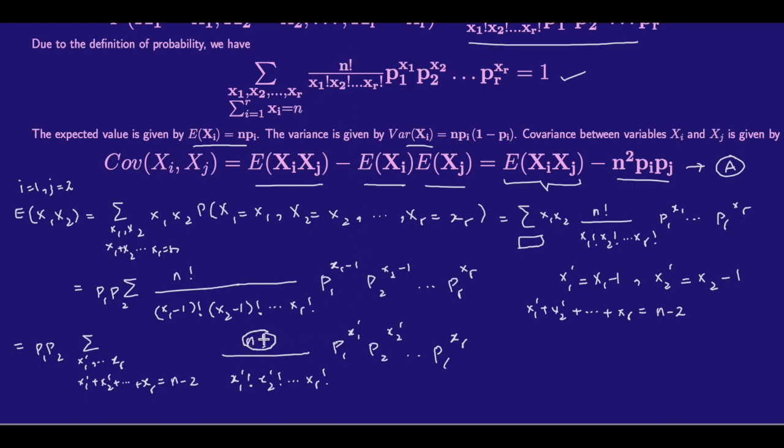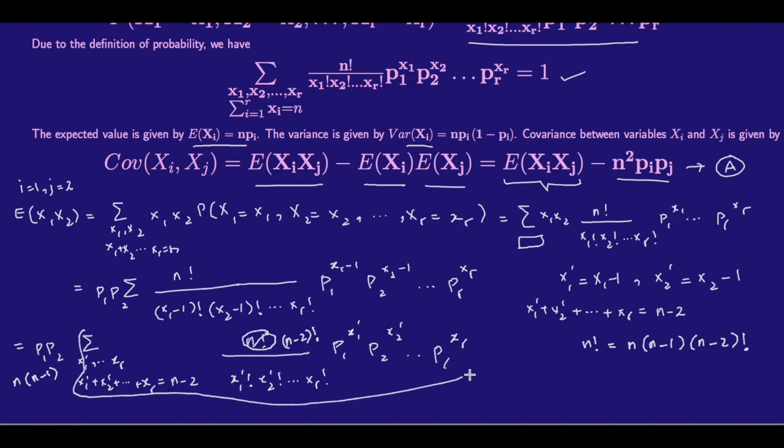Okay, so this is very easy to do. So we will use n factorial, which is equal to n times n minus 1 times n minus 2 factorial. So what I'm going to do is change it to n minus 2 factorial and then put n times n minus 1 here. Now this sum is equal to 1. So my answer is n times n minus 1 times p1 times p2. Okay, so now this is the expected value of x1 x2.